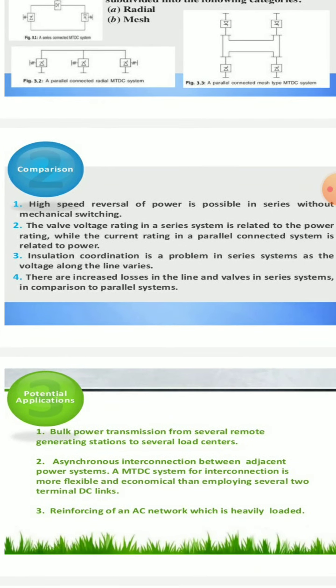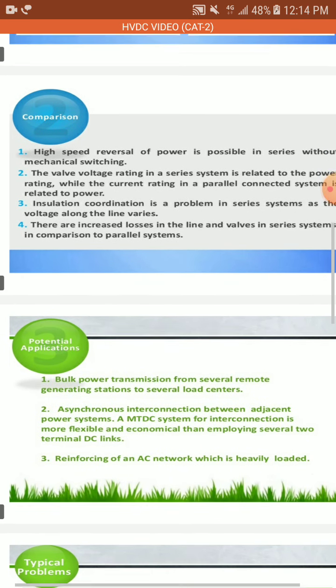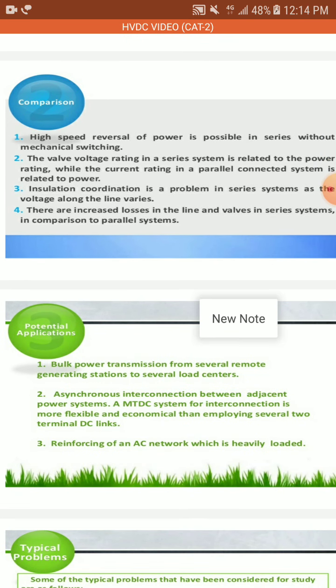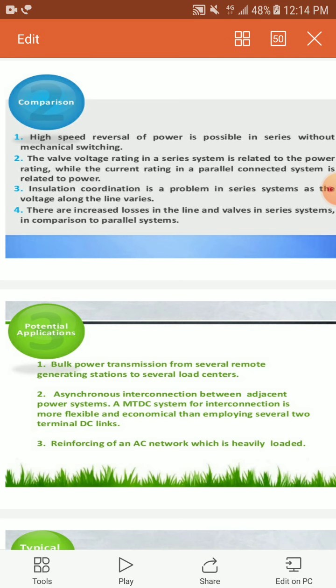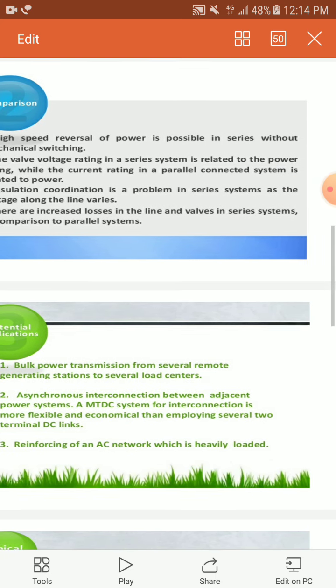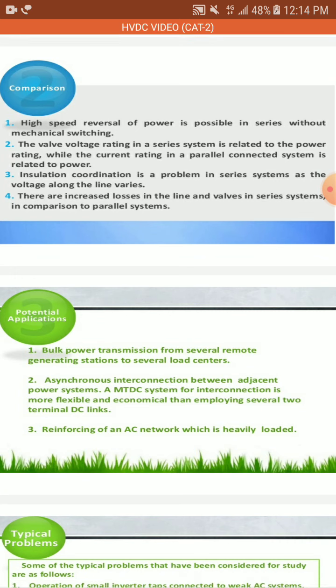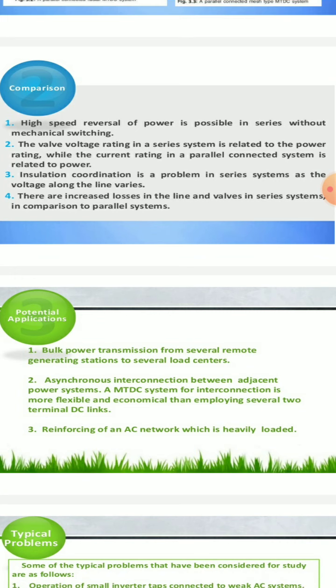Comparison: high speed reversal of power is possible in series without mechanical switching. The valve voltage rating in a series system is related to the power rating, while the current rating in the parallel connected system is related to power. Insulation coordination is a problem in series systems as the voltage along the line varies. There are increased losses in the line and valves in a series system in comparison to a parallel system.